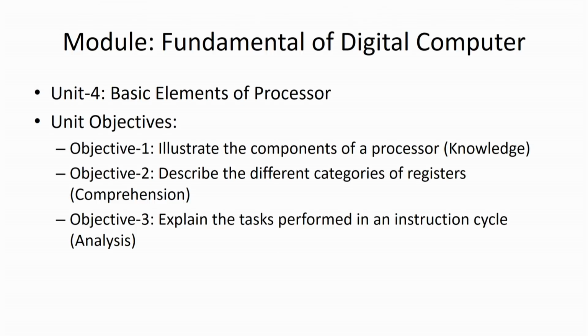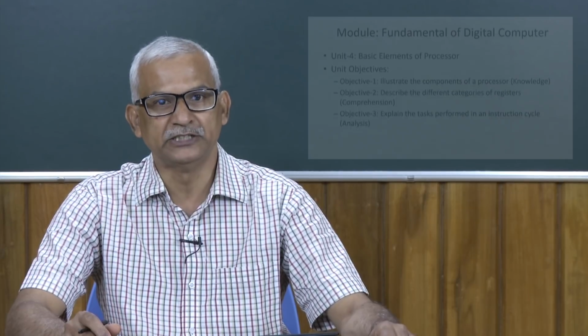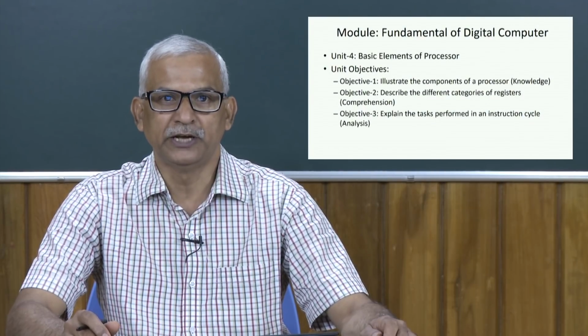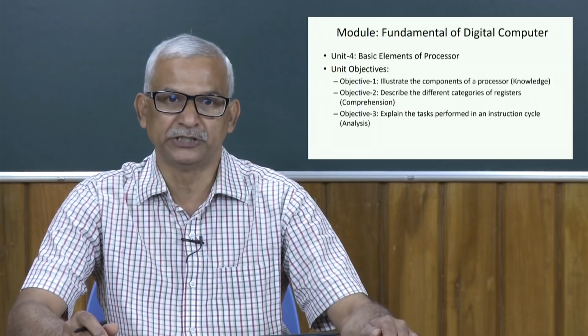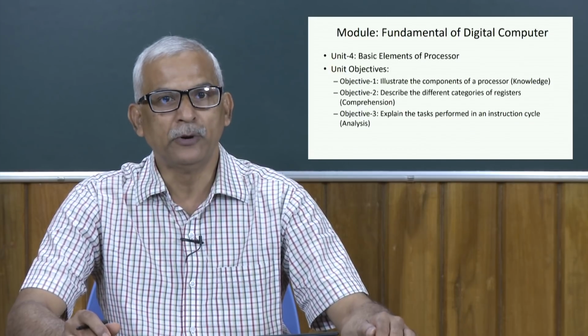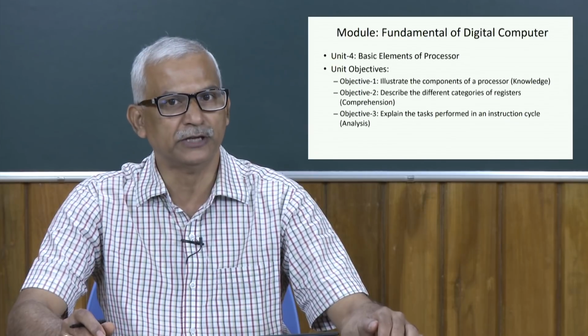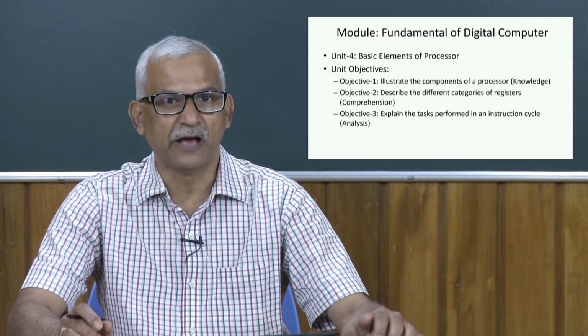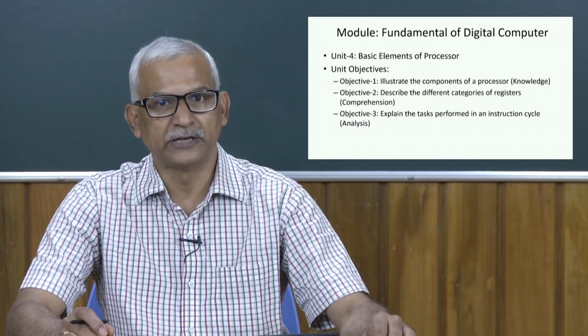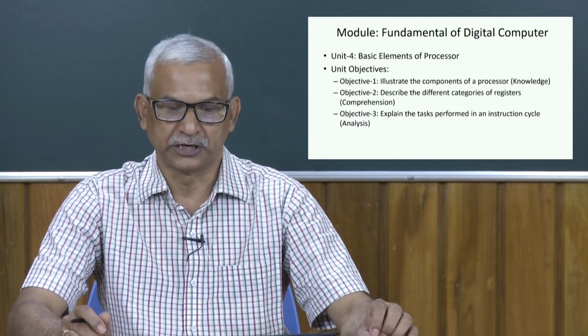Already in our earlier unit I talked about the instruction cycle, how to execute an instruction. Now, we are going to see what the different tasks or subtasks are that we perform in an instruction cycle. This is at analysis level. That means, once you see an example of an instruction, you will be able to analyze what tasks will be performed by this instruction, and finally what the effect is after executing this instruction.